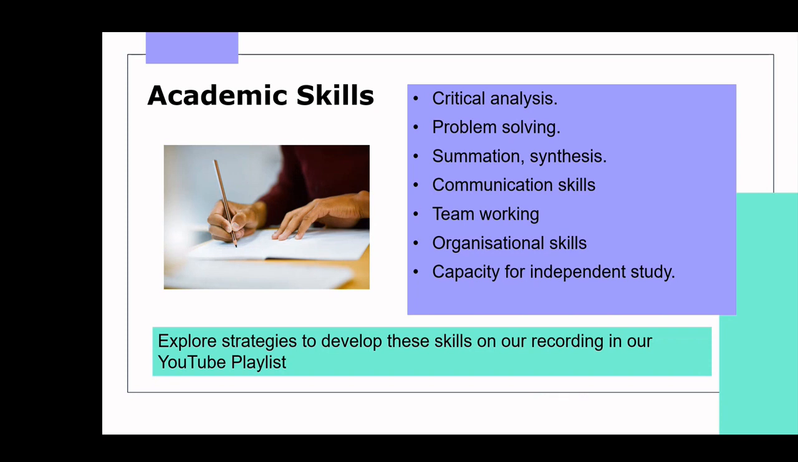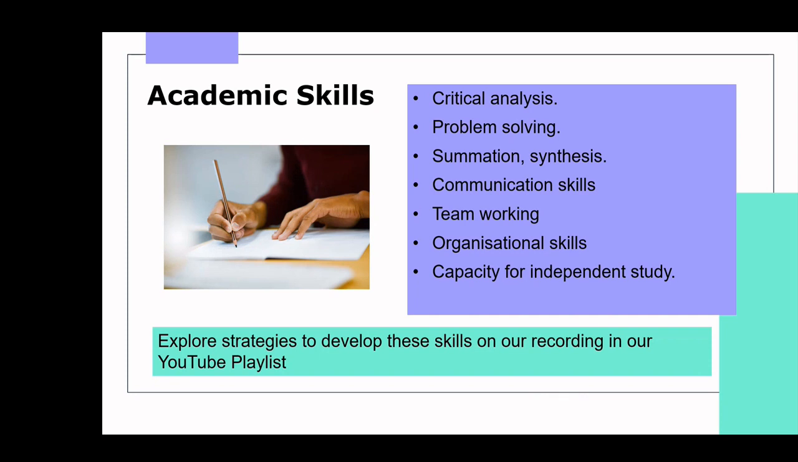Starting with academic skills. The T Level is unique in its assessment styles, and assessments like the synoptic assignments will be something your students have not encountered before. However, the academic skills they learn to be successful in these assignments will also support them in their career and/or further study. Exploring these academic skills, we can see here critical analysis, problem solving, summation and synthesis. They feature quite highly in the synoptic assignments.